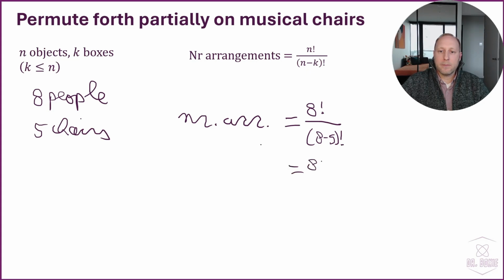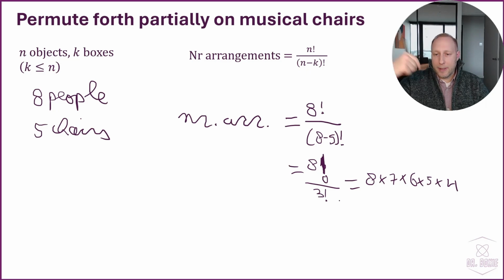is 8 factorial divided by 3 factorial, which is 8 times 7 times 6 times 5 times 4. Notice that the 3 times 2 times 1 in the numerator cancels with the 3 times 2 times 1 in the denominator. So this is the result for the number of arrangements there are. And if you plug this into your calculator, you find that there are 6,720 possible seating arrangements if you want to seat 5 people out of the 8 possible people on those 5 chairs.